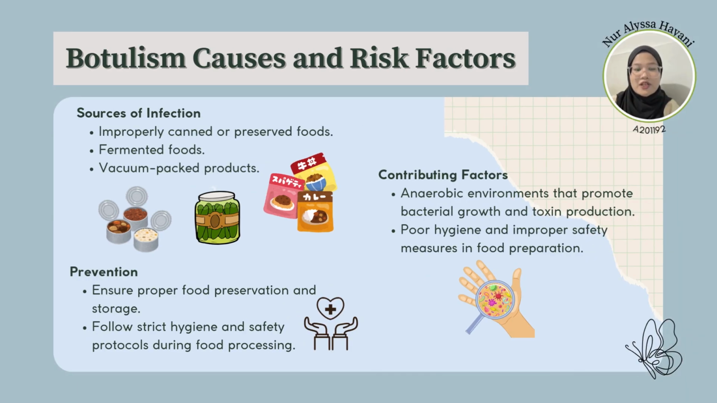Next, I am going to talk about the causes and risk factors associated with Clostridium botulinum. Firstly, the sources of infection include improperly canned or preserved foods, fermented foods, and vacuum-packed products. These types of foods create an environment where the bacteria can thrive. Moving on to the contributing factors, the growth and toxin production of Clostridium botulinum are encouraged by anaerobic conditions, which are environments without oxygen. Additionally, poor hygiene and improper safety measures during food preparation further increase the risk of contamination.